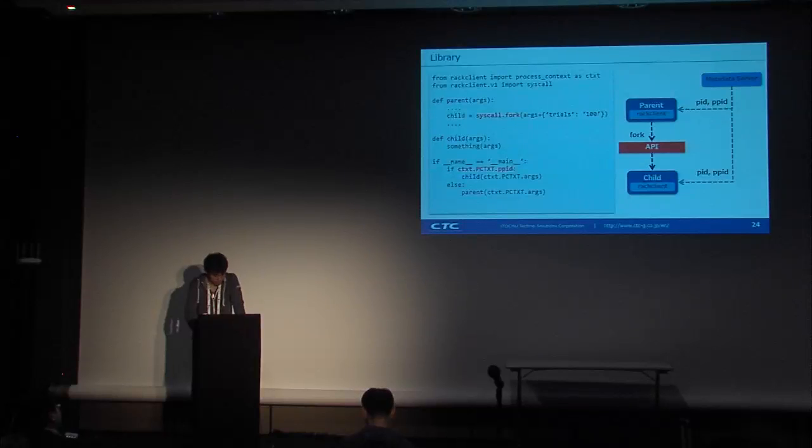So these attributes are stored in this variable, here, pctxt. If a process has PPID, it is a child process, and it behaves as a child process. And so you can use the fork method provided by the client to launch a child process. So this is a fork method. When the fork is called, RAC launches a child process.